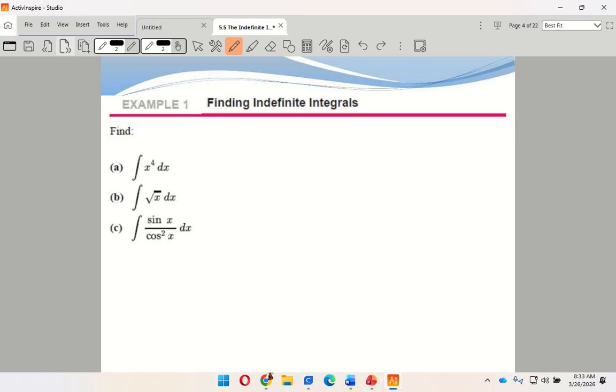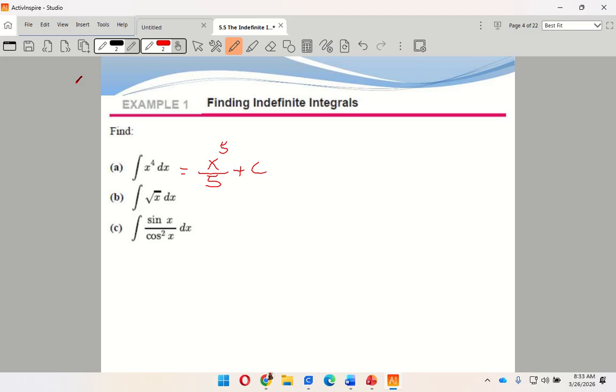All right. So, let's see. So, integral x to the fourth. What's that going to give me? X to the 5 over 5. Anything else? Plus c. There we go. It's not so bad, right?